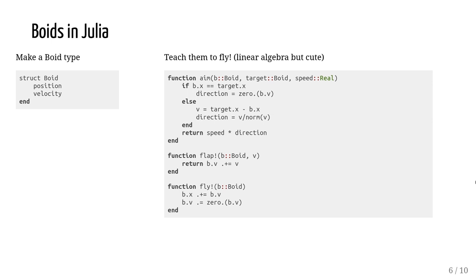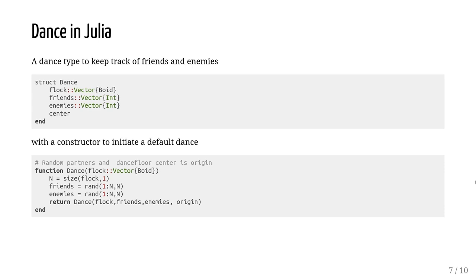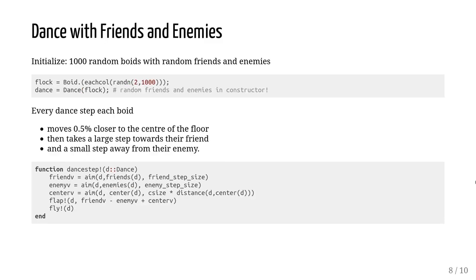Aiming tells a Boid how to point to another Boid. Flapping will update the internal velocity of the Boid, and flying will transfer that velocity into a change in position. I also introduce a type to keep track of the global information of the dance. This includes a vector of Boids, called the flock, as well as a vector of integers for the friends and enemies corresponding to each Boid. I introduce a constructor to initiate the default dance described in the Mathematica post. Now a dance with friends and enemies in Julia is as simple as using that constructor to initialize 1,000 Boids with random friends and enemies.